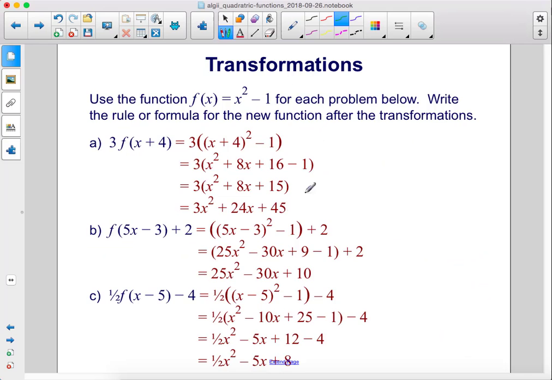To finish these problems out, you can also expand and multiply them all the way through to standard form. So for A, that would be 3x squared plus 24x plus 45. For B, that would be 25x squared minus 30x plus 10. And for C, that's 1/2 x squared minus 5x plus 8.